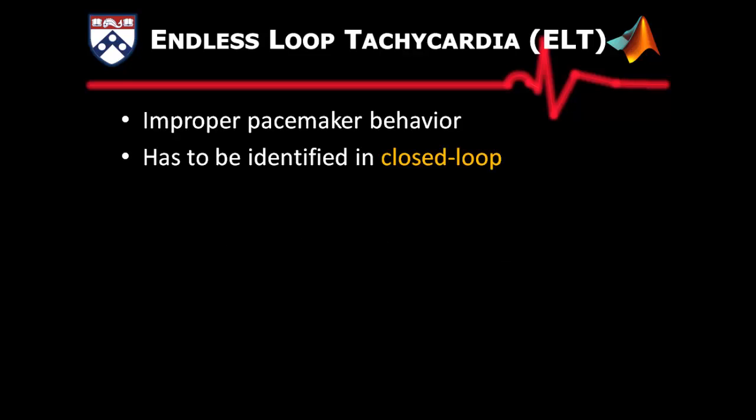In this section, we use a closed-loop pacemaker malfunction as a case study and demonstrate our simulation and heart-on-a-chip platform. Endless loop tachycardia is a closed-loop interaction of a pacemaker and the heart during which the pacemaker inappropriately increases the heart rate. Since this behavior involves both the heart and the pacemaker, it cannot be identified during open-loop testing.